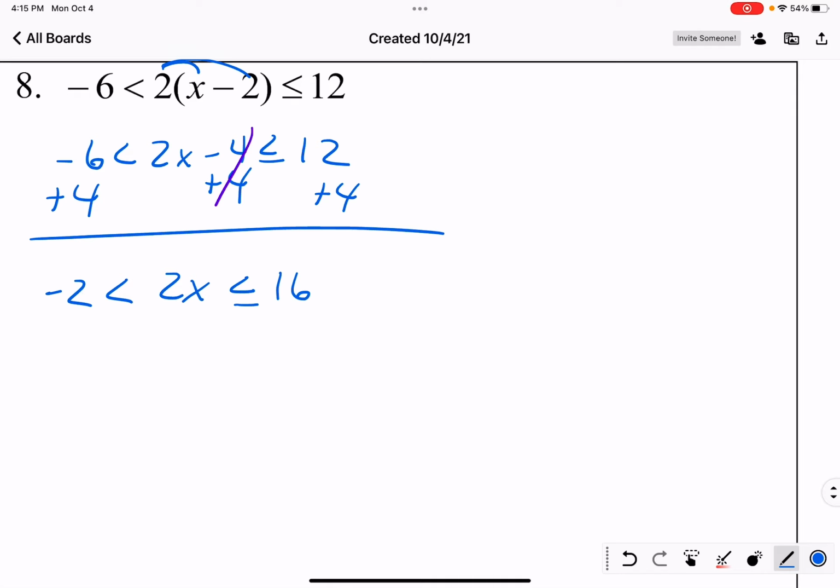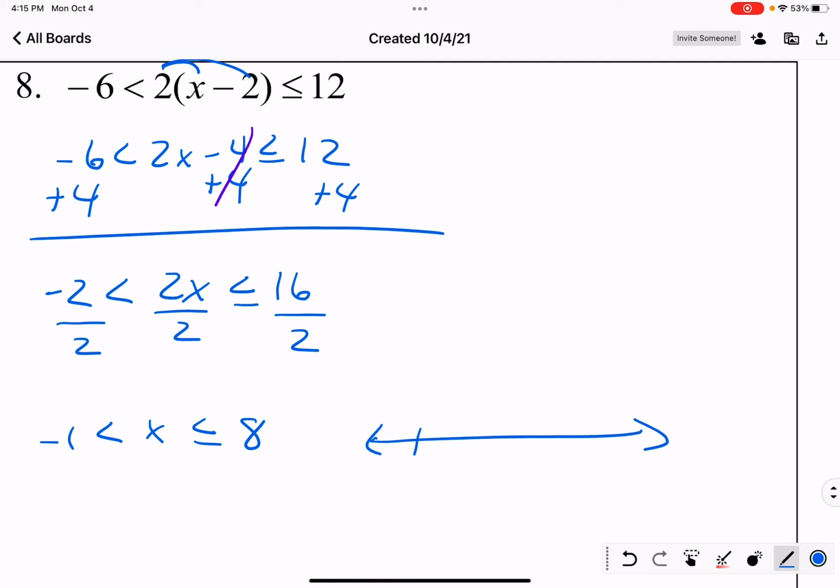All right, now, in general, to get rid of division by 2, multiplication by 2, we're just going to divide. It's the opposite. So we're going to do it not only in the center, but also the left and the right. So we'll get negative 1 is less than x, less than or equal to 8. And that's our answer, right? So if I was to graph this, here's negative 1, we'll call this 0, here's 8 over here somewhere, open at negative 1, closed at positive 8, and then connect them. All right, so interval notation would be negative 1 in parentheses, 8 in a bracket. All right, so there's number 8.